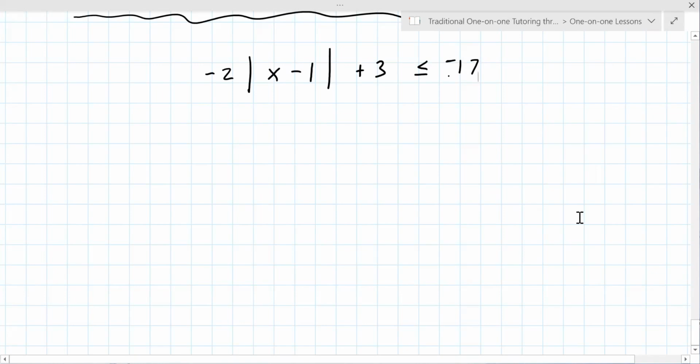Yep. So I'll make a note here. When you divide by a negative, it does flip the inequality. So keep that in mind. All right. Does flip the inequality. Yes, when you multiply or divide by a negative.